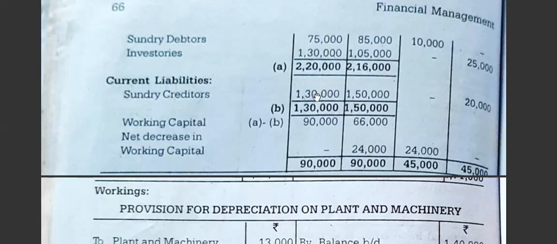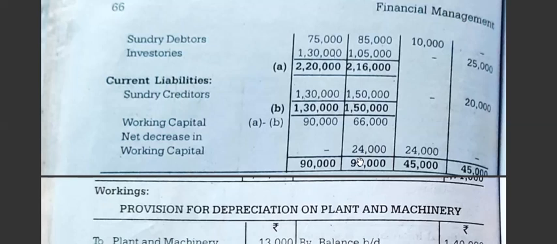That is 2,20,000 minus 1,30,000, it is 90,000. 2,16,000 minus 1,50,000 is 66,000. Now which total is more here? The total of 90,000 is more. Leave one line here. Then write 90,000 and 90,000. The difference between 90,000 and 66,000 is 24,000. Right, 24,000.